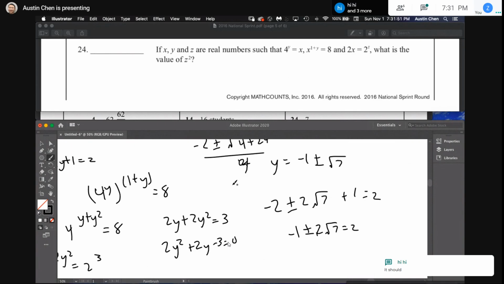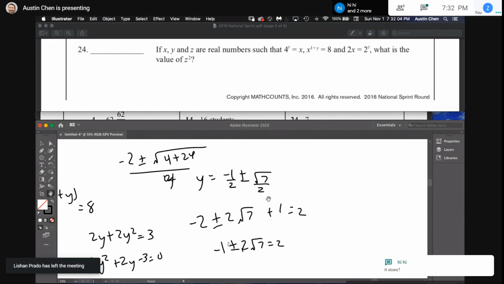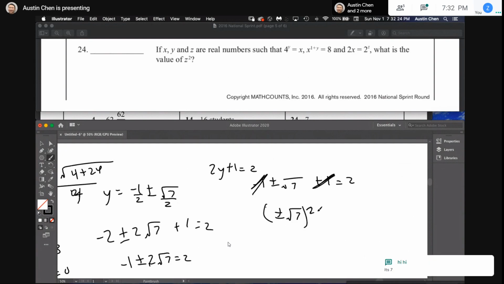Because then when we had, what? We had 2y plus 1 equals z. So now when we do that, we'll have negative 1 plus root 7 plus 1 equals z. So the negative ones and the ones cancel, which is what we needed, right? So then z is just plus or minus root 7. So when we square it, we just get one thing, which is just 7.